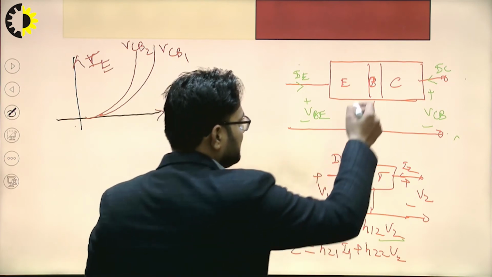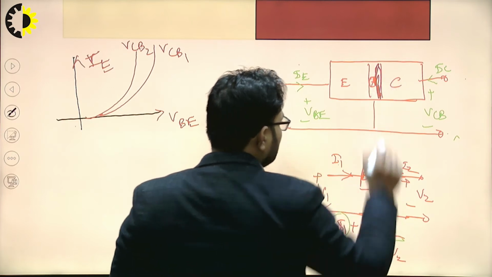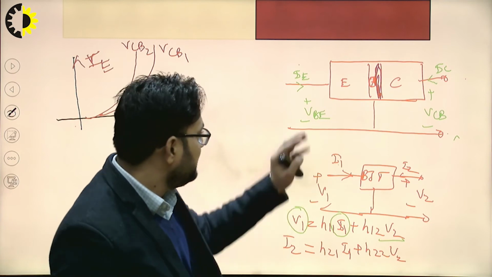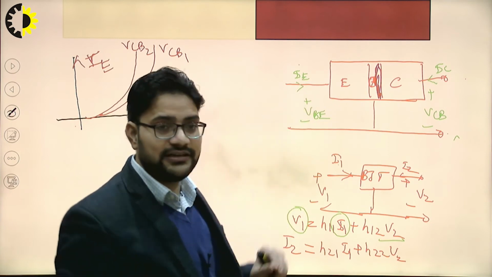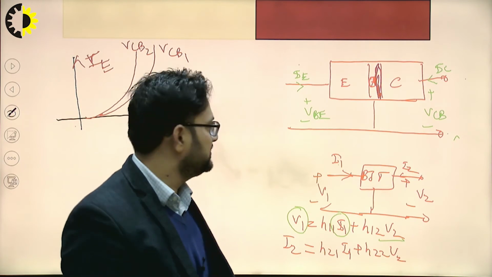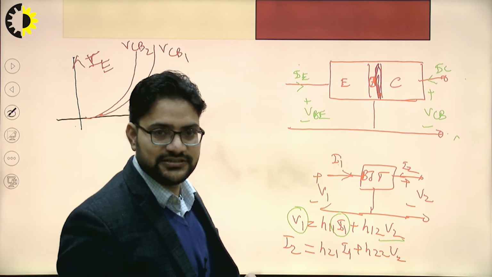So effective base width will reduce. Now, what is the effect of this? It will cause the emitter current to increase. Emitter current will increase due to this early effect. The second effect is that the beta value increases.